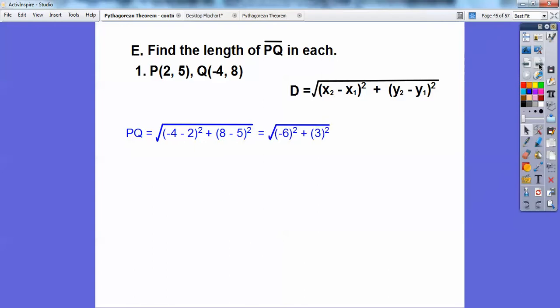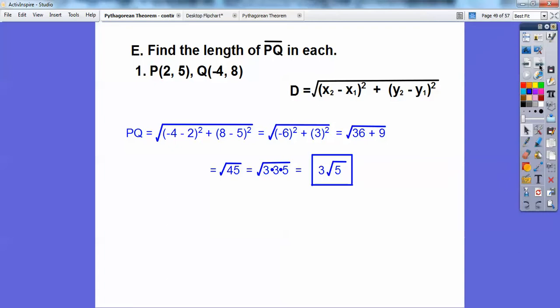And then negative 6 squared is positive 36, you guys. And then 3 squared is 9. And then you have to add those together now. You can't square root them. You cannot square root 36 and square root 9. That doesn't work. You have to add them together first. So 36 plus 9 is 45. And then 45 is 9 times 5, and 9 is 3 times 3. So 45 breaks down to 3 times 3 times 5. And then 2 3's on the inside brings 1 3 on the outside.